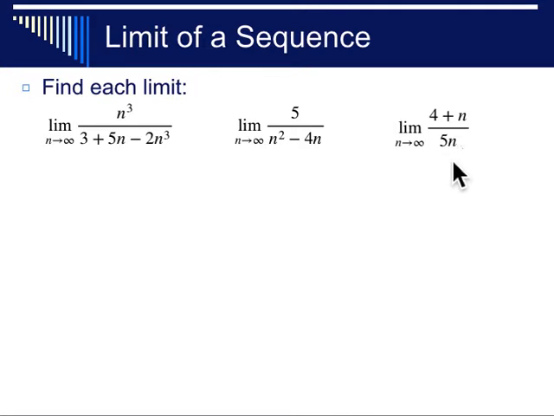Hopefully you thought to divide both top and bottom by n, and if you did that, you'd have 4 over n plus 1, and on the bottom, you'd have 5n over n, which is just a 5. And once you take the limit there, then the top will become 0 plus 1. And the bottom, when you put in a big number, that would just become 5, because the n over n cancels out. And so you've got 1 over 5, or 1/5.